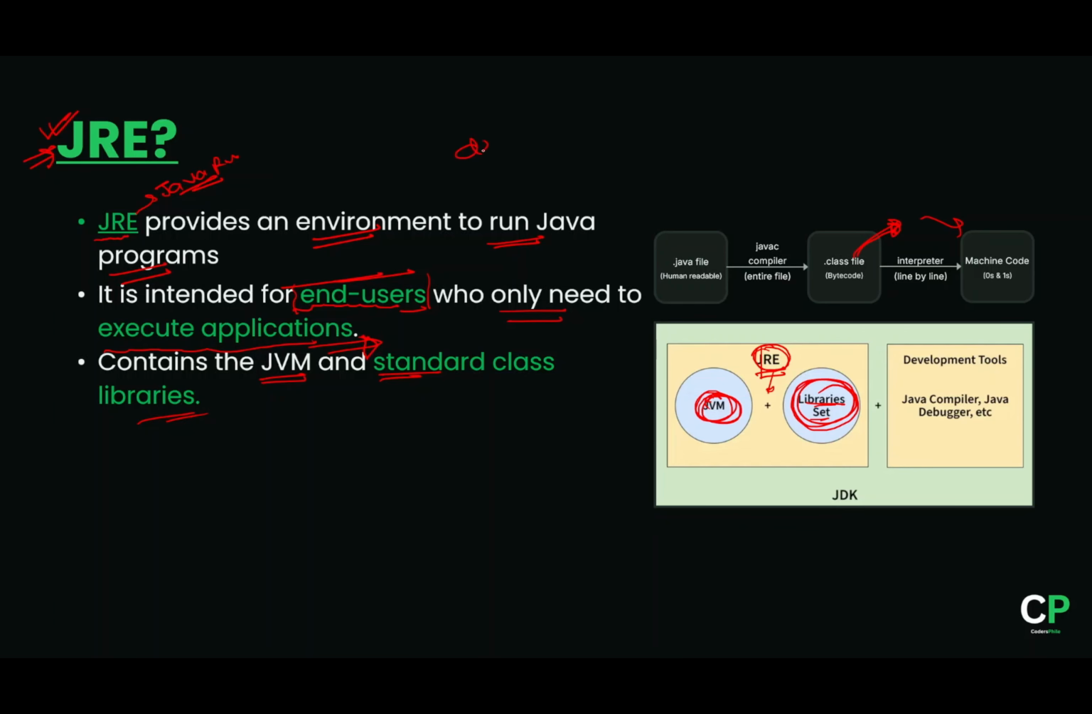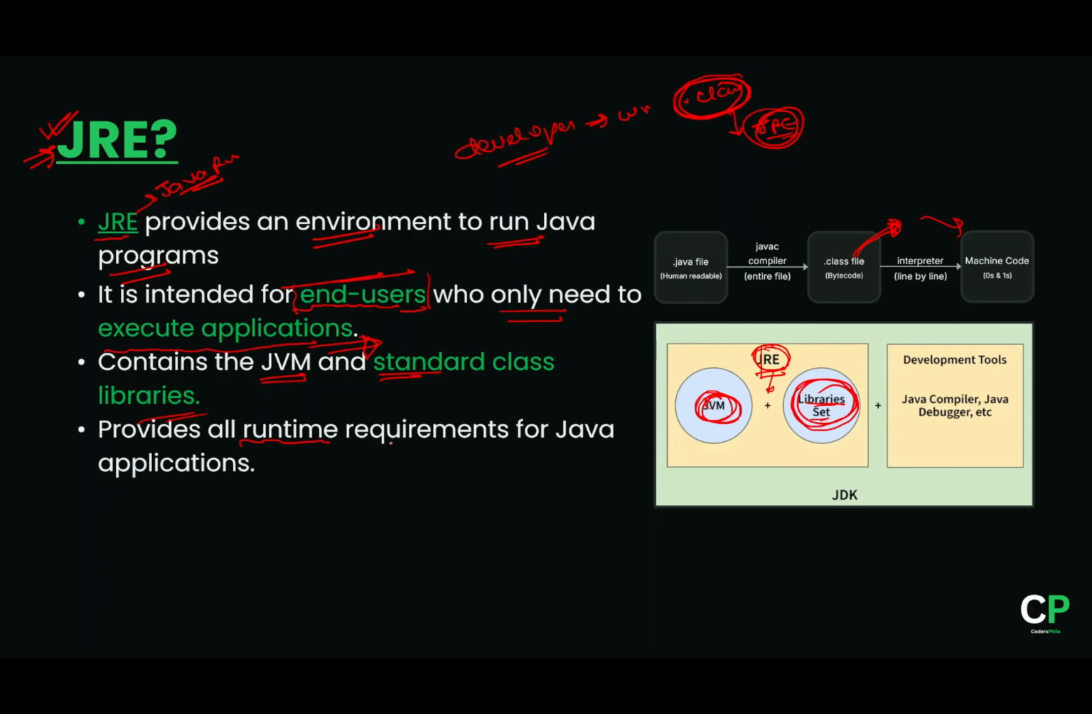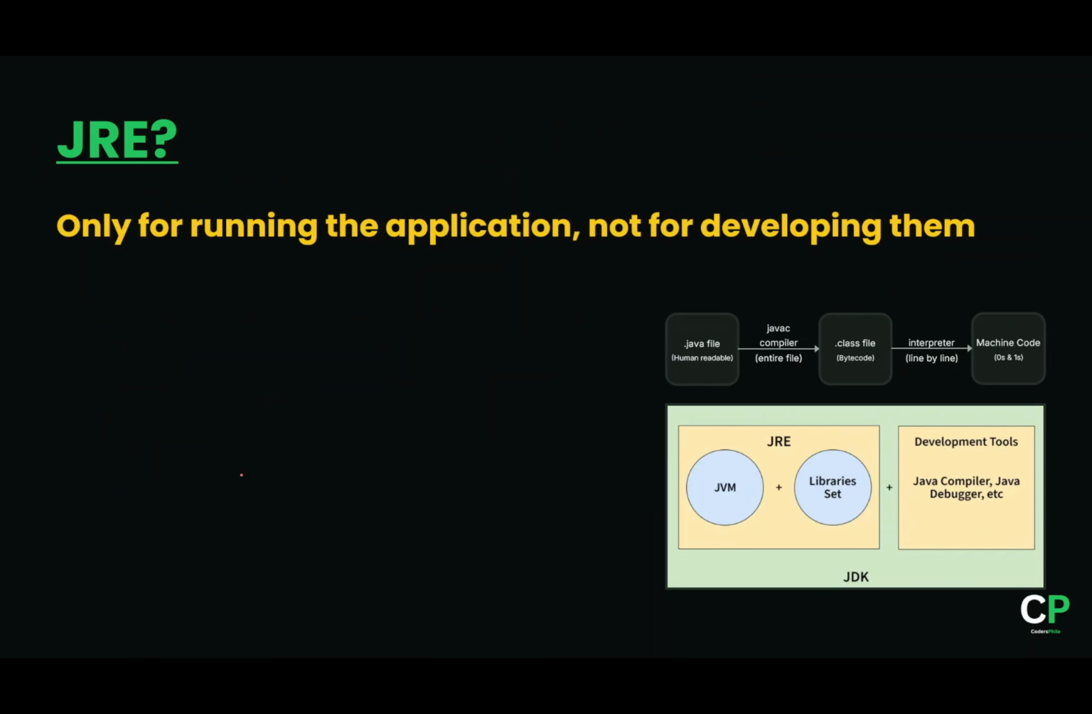For example, here is a developer. Our developer has written the code and compiled it into the .class file. Then if we want to execute this .class file, we only need the JRE. Now JRE provides all the runtime requirements for the Java applications. JRE is only for running the application, not for developing them.